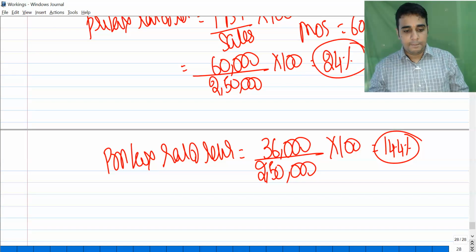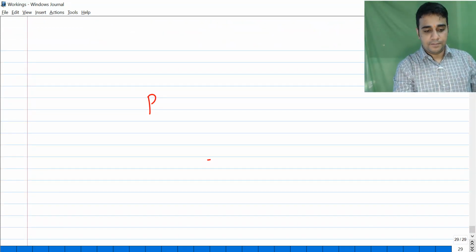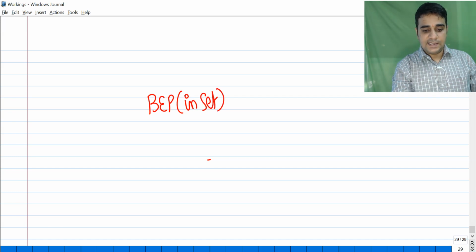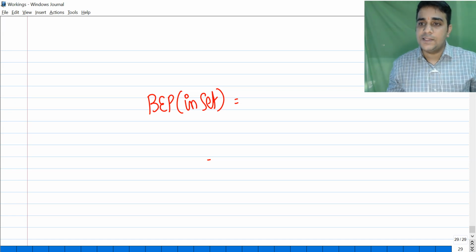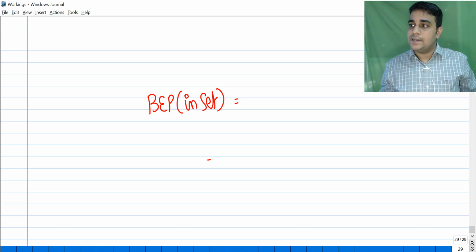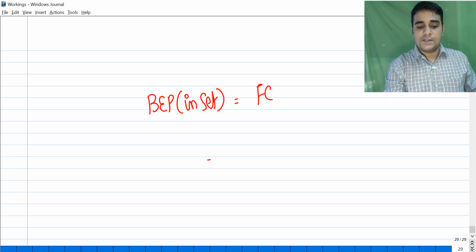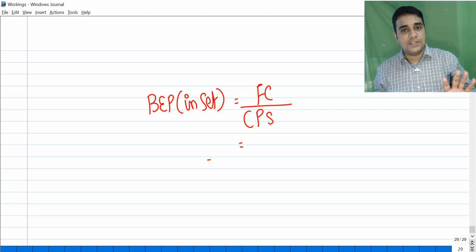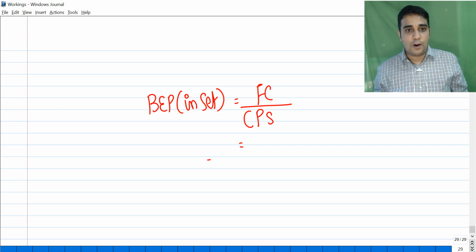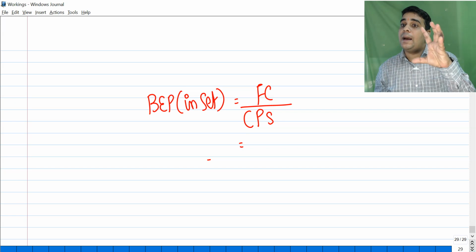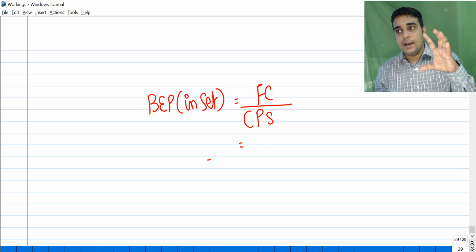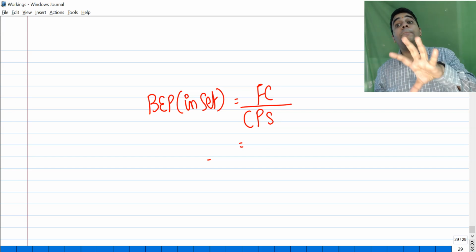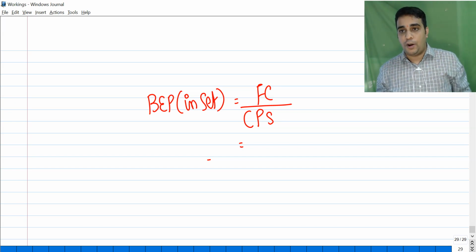Now break even point in sets. I am not calculating in units, I am calculating in sets. Break even point in sets is equal to fixed cost by contribution per set. I don't sell V, I don't sell J, I sell them together as VJ. So we are able to calculate the combined contribution because we are selling it as a combined product rather than as a standalone product.